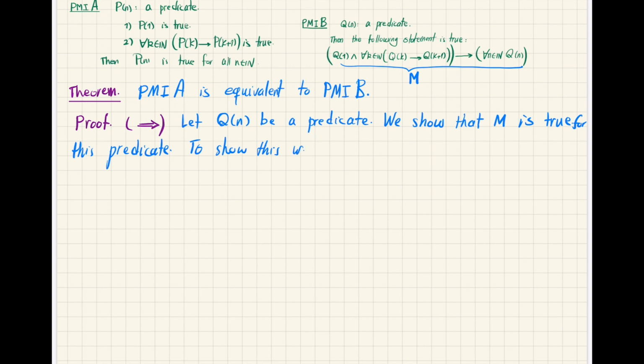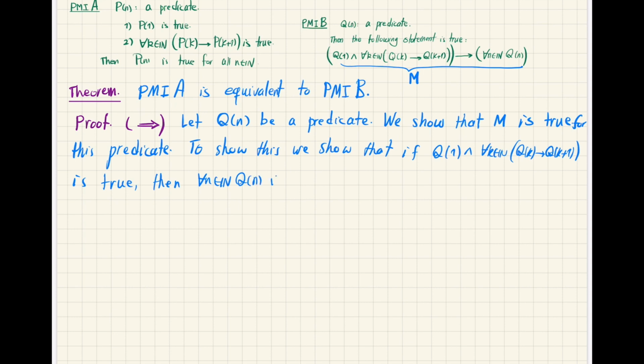we show that if Q1 and for all k in n, Qk then Qk plus 1 is true, then for all n in n, Qn is also true. Yes, that's exactly the lemma. If I want to show a conditional is true, I need to show that the conclusion is true if the premise is true.